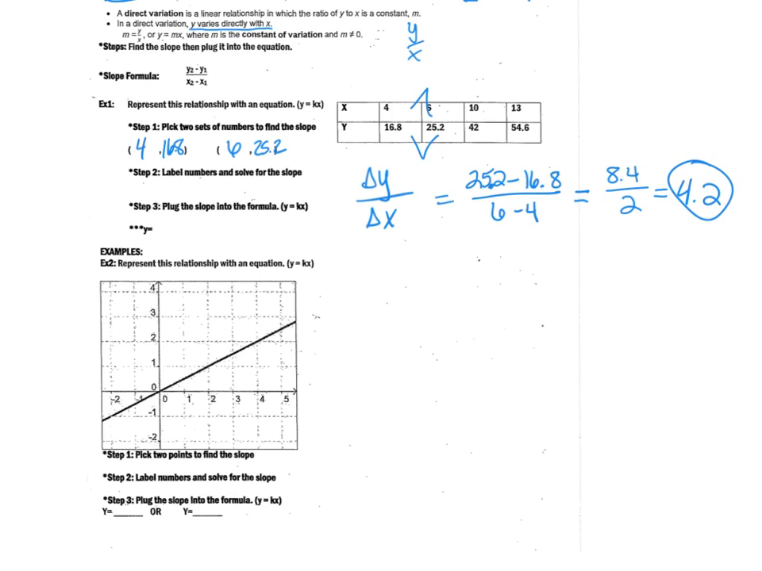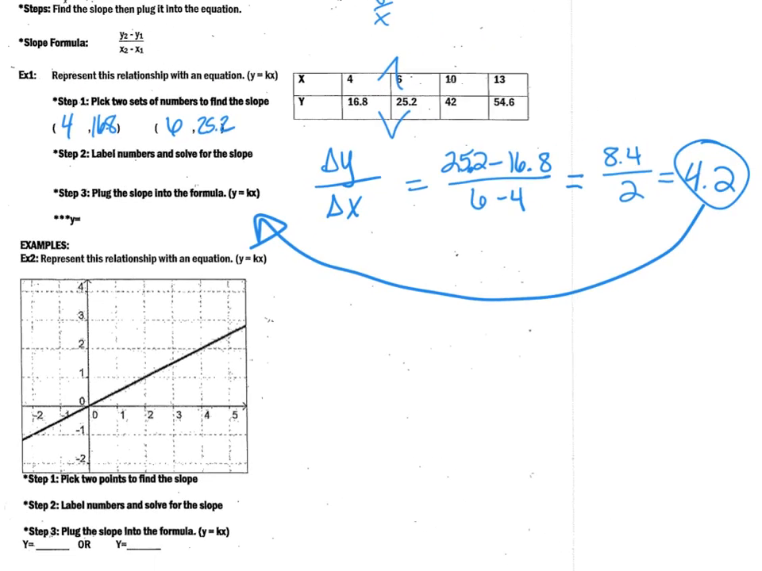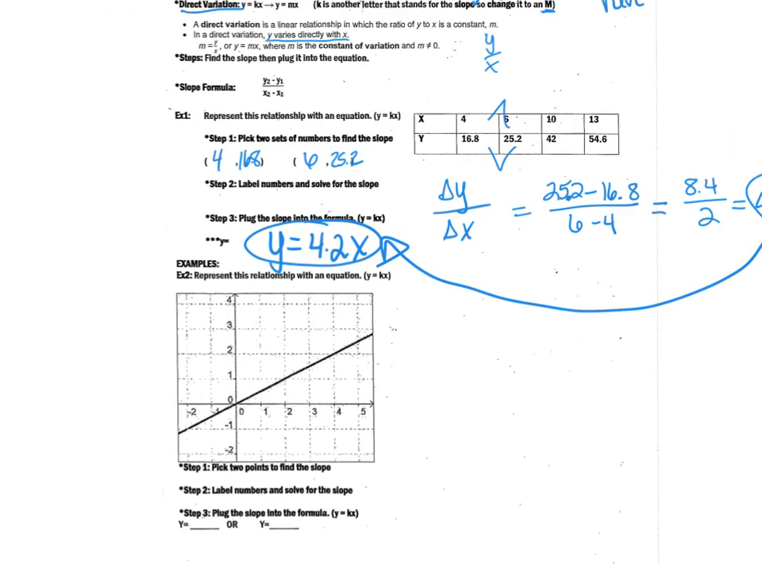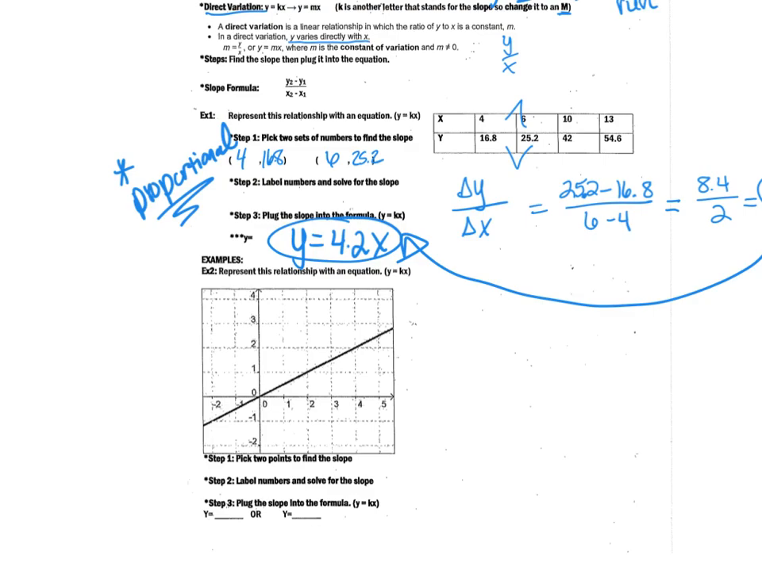So then we can plug it into that formula, because a lot of your questions are going to say write an equation. And so all it means is plug that in for K or for M. So I'm going to write y equals 4.2x, and that's it. Just so you know, if it's an equation that looks like that, there is no plus something else, there's no extra number, then it's going to be proportional. But we'll talk about that later, but just so you're kind of aware of it, that's a proportional.